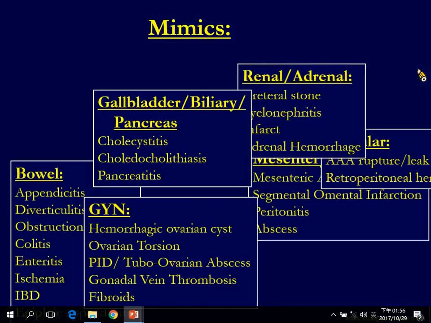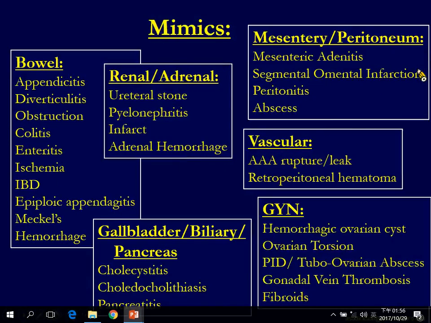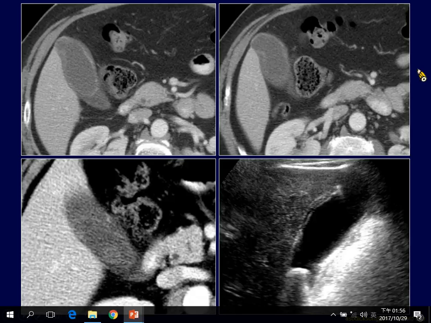Finally, mimics. There are a wide variety of things in the right lower quadrant or the right side of the abdomen that can mimic a clinical diagnosis of appendicitis. And this is just a brainstorm list of what I thought can easily be confused for appendicitis clinically. And I'll show you just a few.